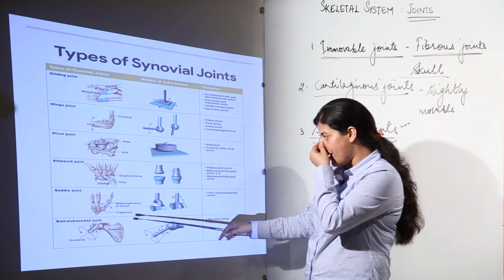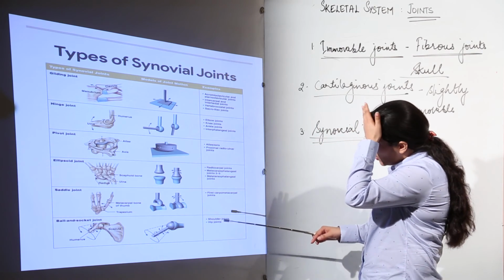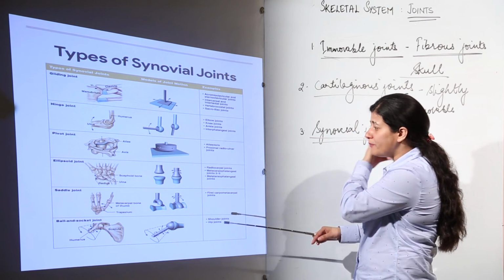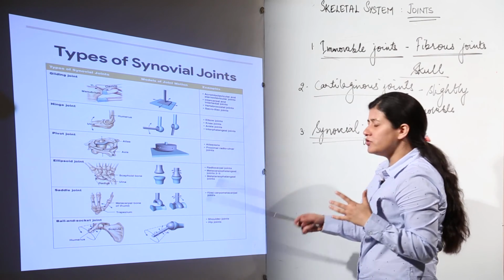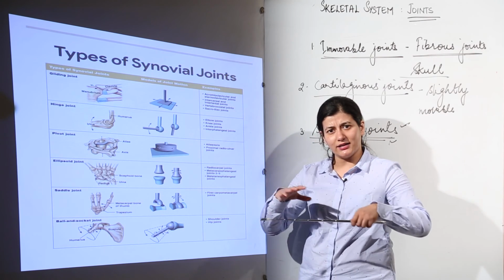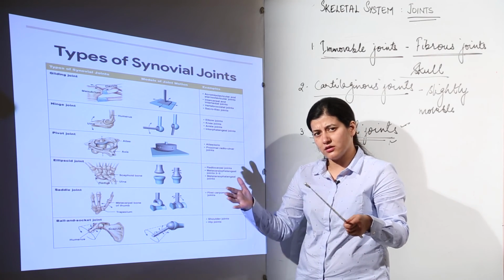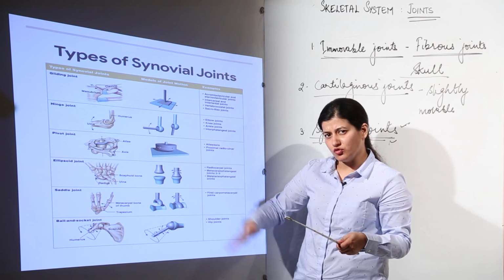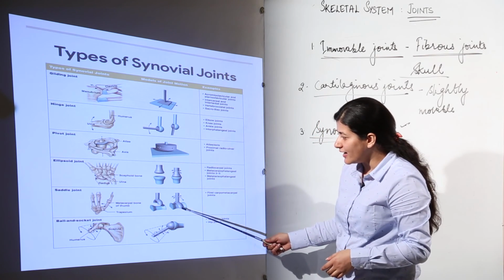Then we have the example of saddle joint. Now over here, the example of saddle joint, you know what a saddle is? Those who do horse riding can understand it. A saddle is something which is kept on the horse, and when the horse is moving, the person shows the movement of legs like this. So this is the saddle joint movement.